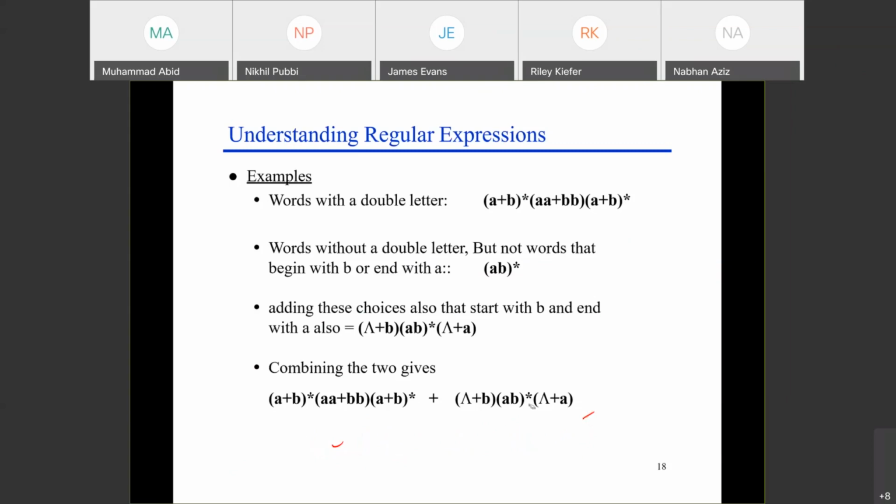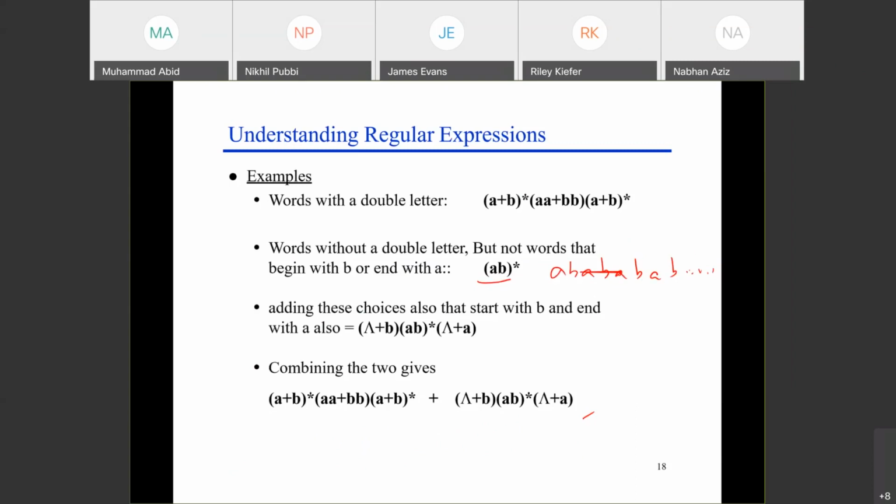Now, words without a double letter. It will never have a double letter there. You will never see two A's or two B's, because it will always be a combination of A B A B A B or something like that. You will never see two consecutive A's or two consecutive B's.